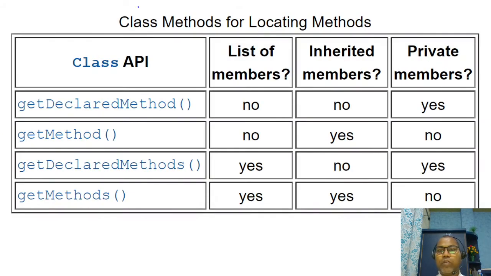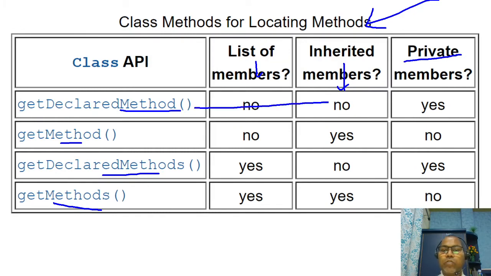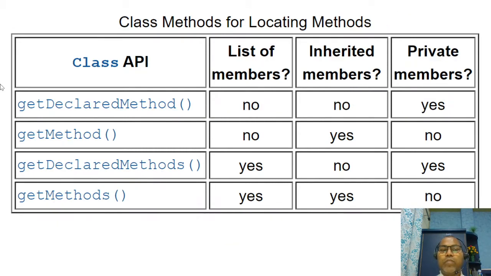Similarly, if you want method details, we have getDeclaredMethods or getMethods. Similarly, they list the members of this class, inherited members, or private members. If you want private access, you have to use the declared methods. If you want only the inherited members or only the class members, you can use these methods. So this is the richest set of methods offered by this Class API.